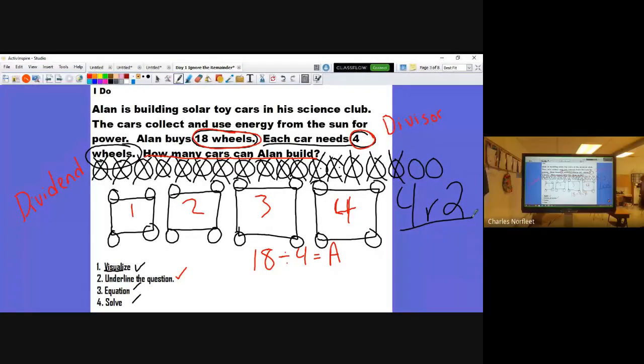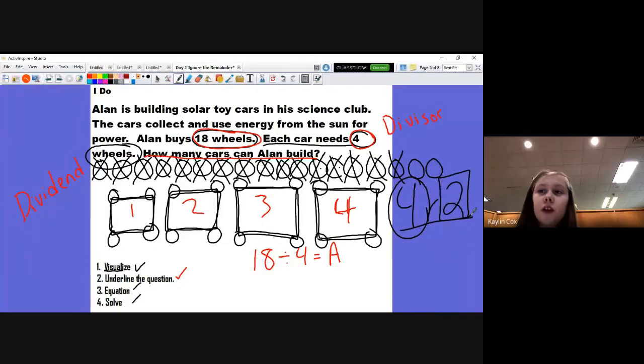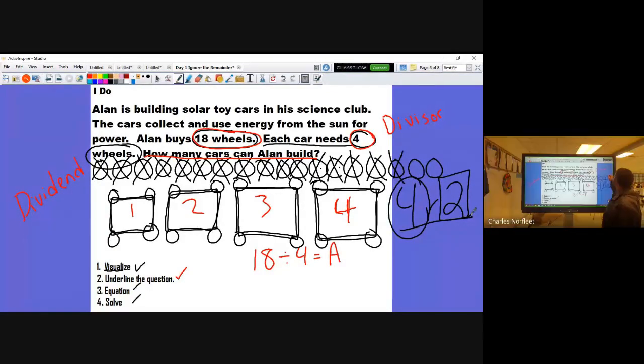Okay, so we see that there's one car, there's two cars that we built, there's three cars that we built, there's four cars that we built. Guess what? That's our whole number quotient. And what do you think this 2 is? The remainder. Good job. That's the remainder.